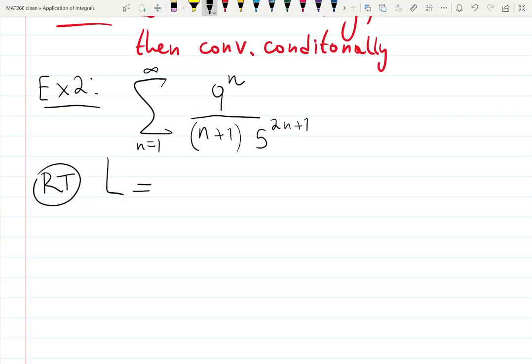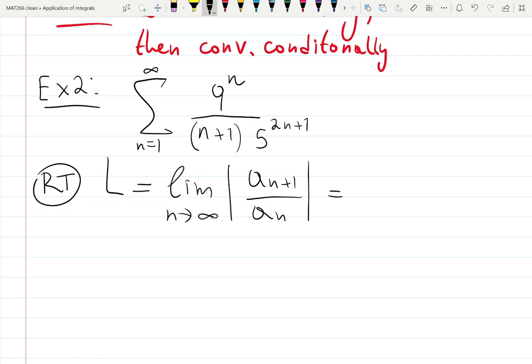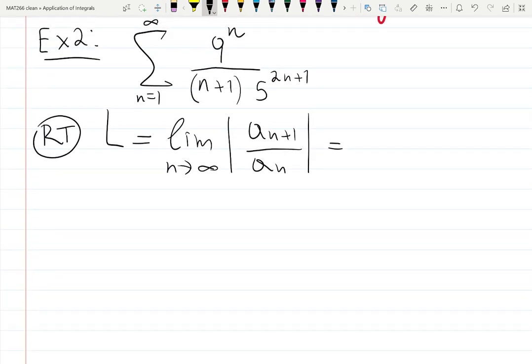L equals the limit in the long run, so n goes to infinity. We're going to check all the a n plus 1s divided by a n's, so all the next ones over all the previous ones. Have enough space, so go to the next line. That will be pretty long. It's going to be a limit.